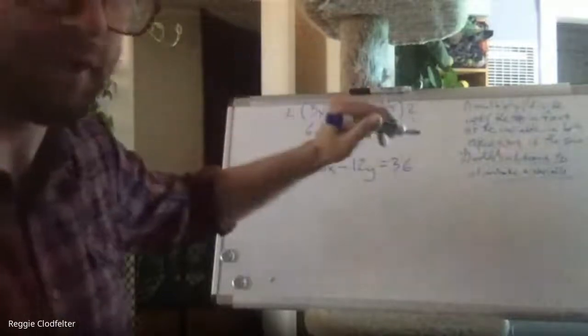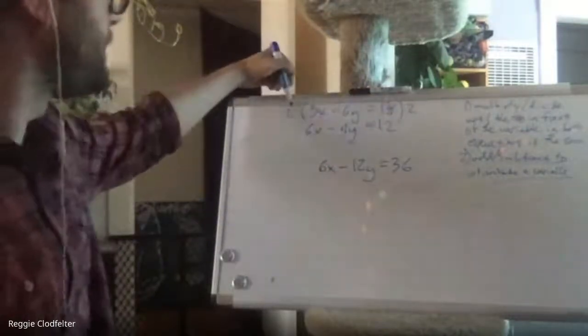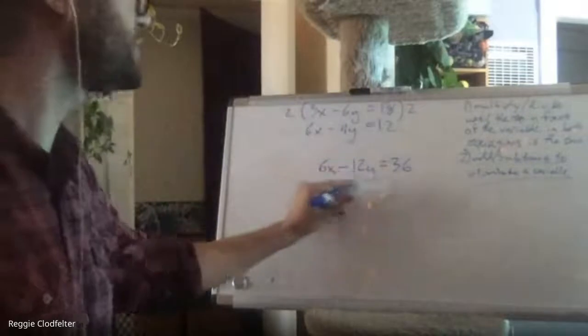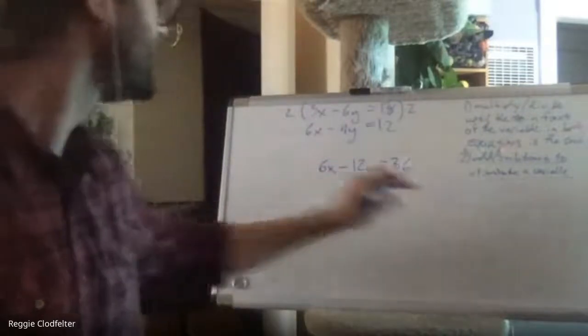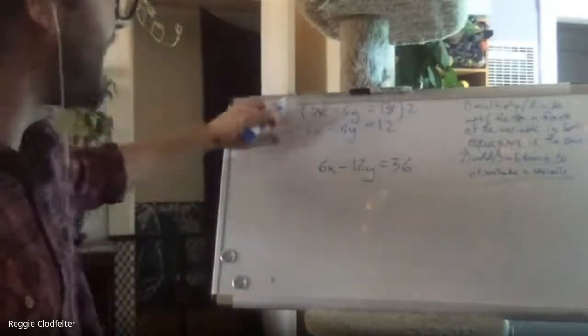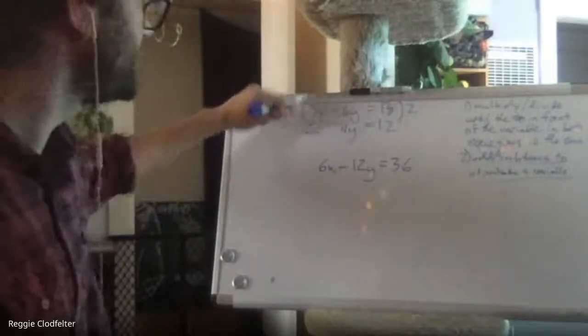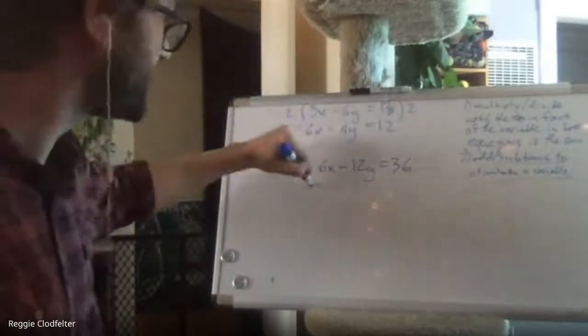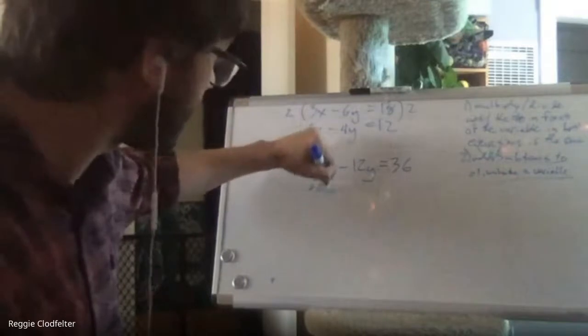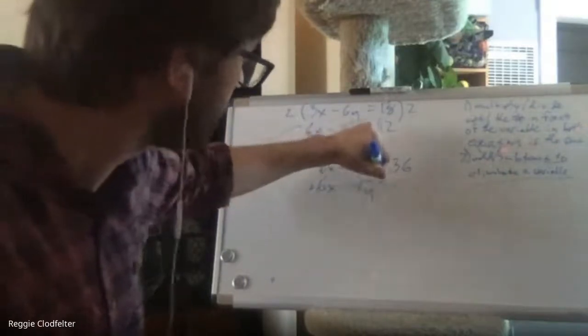Do you add or subtract here? So I'm going to subtract here, and let me tell you why. Okay, Nico? So I multiplied by 2 to get 6x minus 12y equals 36. I have a 6x in both equations, so I don't need to do anything to my bottom one. I'm just going to bring it down here. 6x minus 4y equals 12.